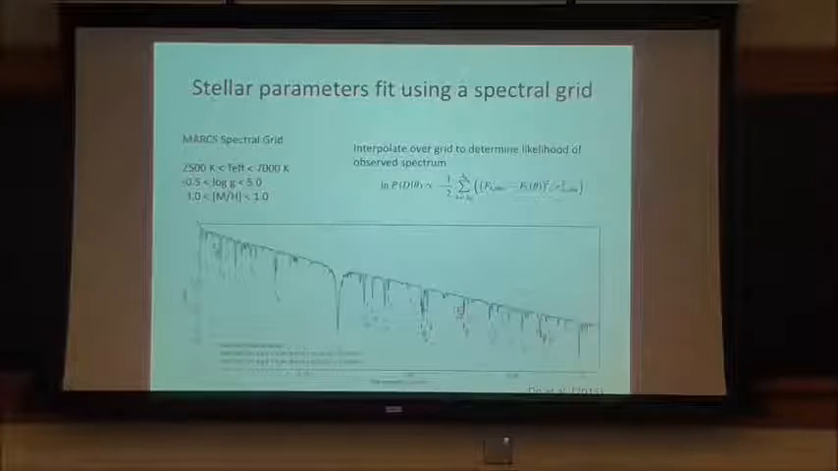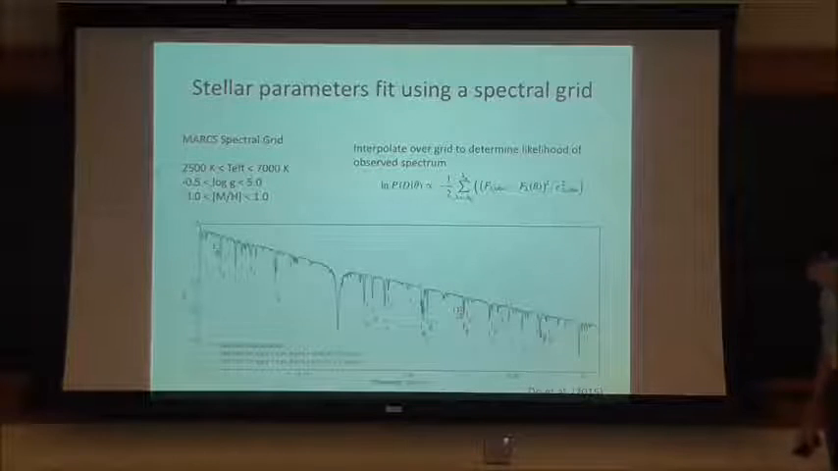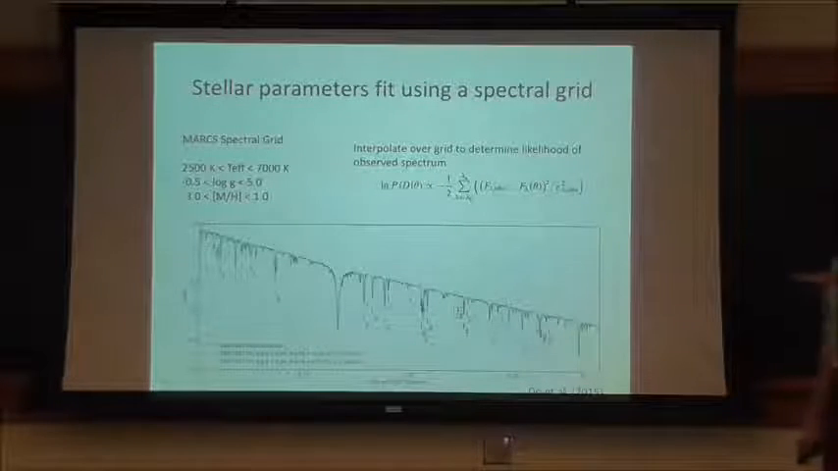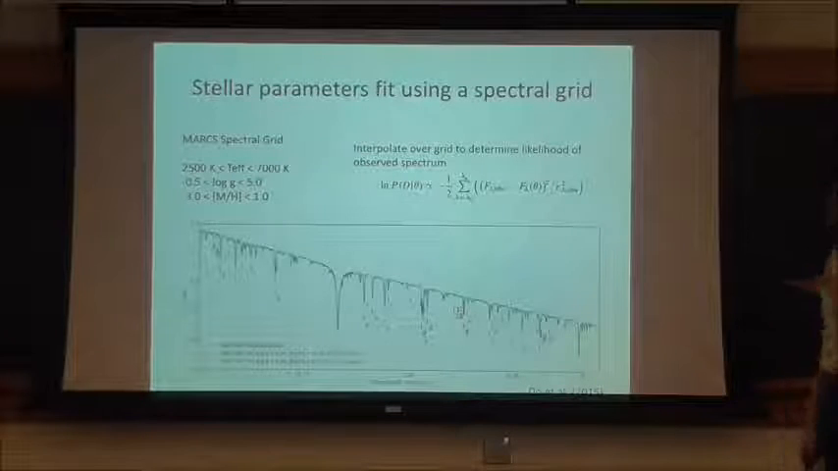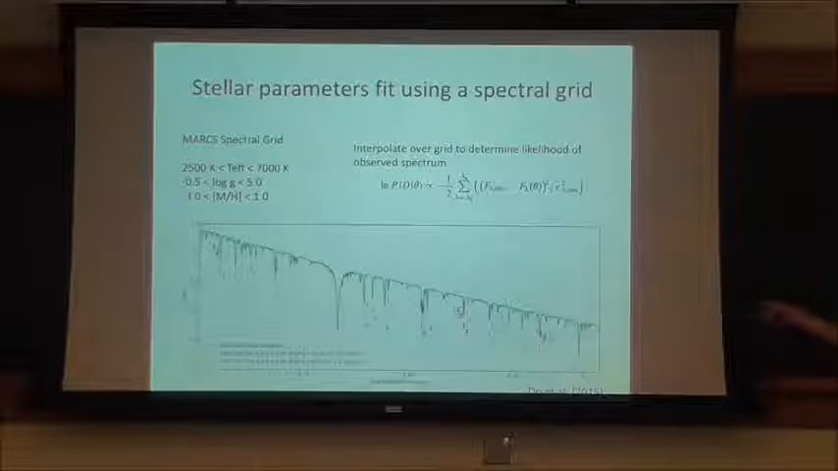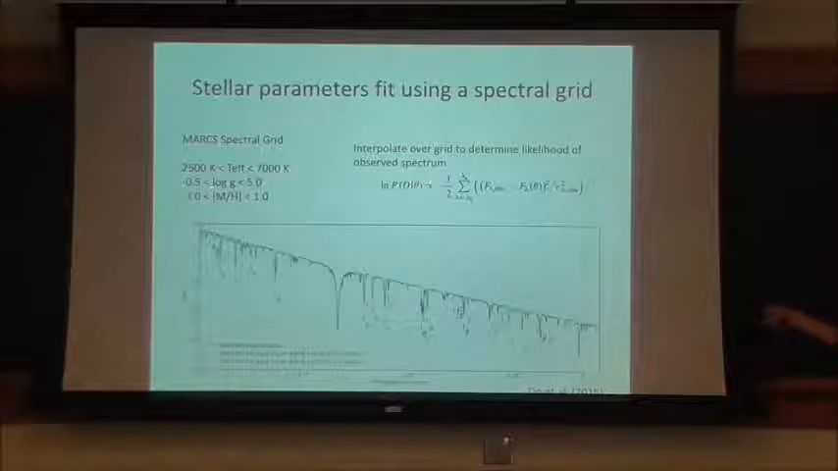The way we're doing this is we're going to fit the spectra using a spectral grid. We use the MARCS spectral grid, which goes from about 2,000 Kelvin to 7,000 Kelvin, a log g of minus 0.5 to 5, and a scaled metallicity of minus 3 to 1. So this is 1,000th solar, and this is 10 times solar.